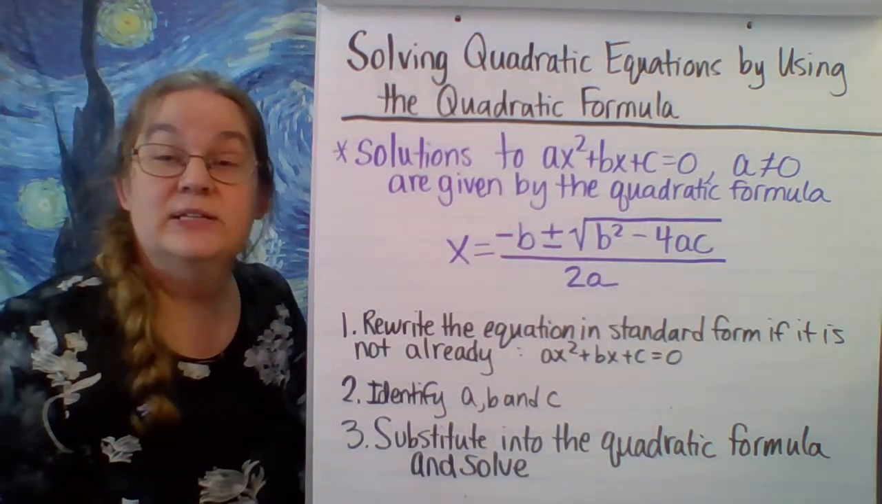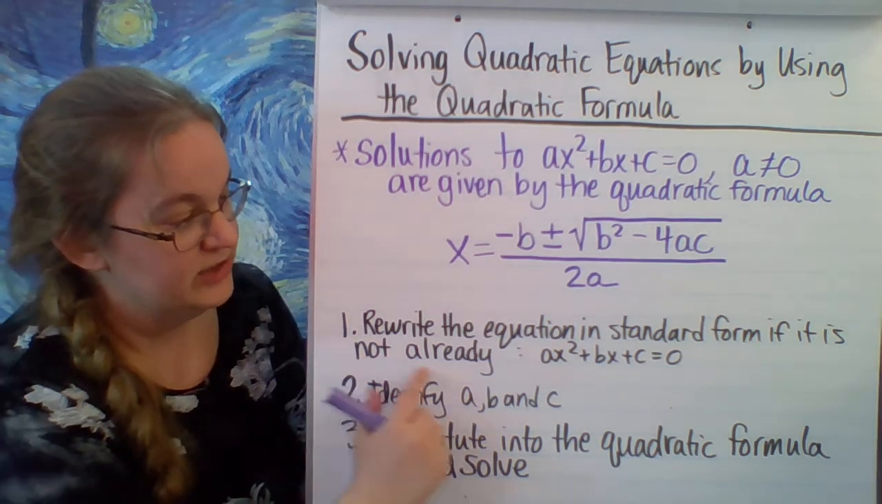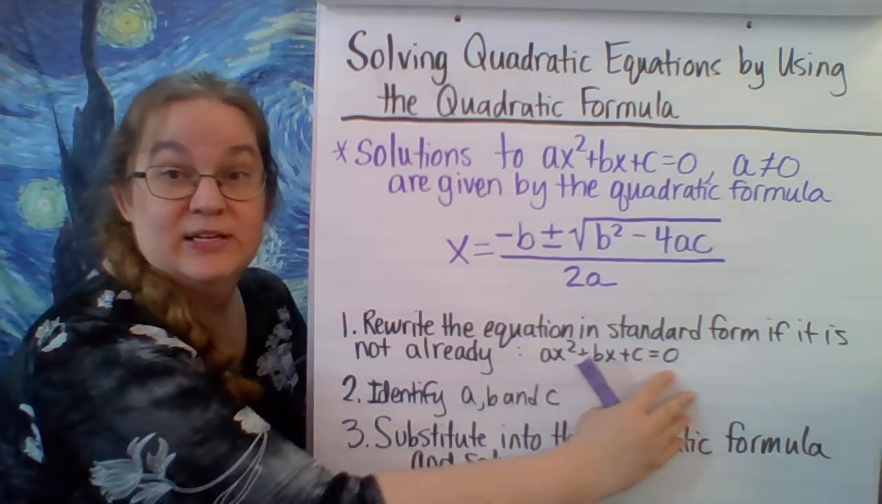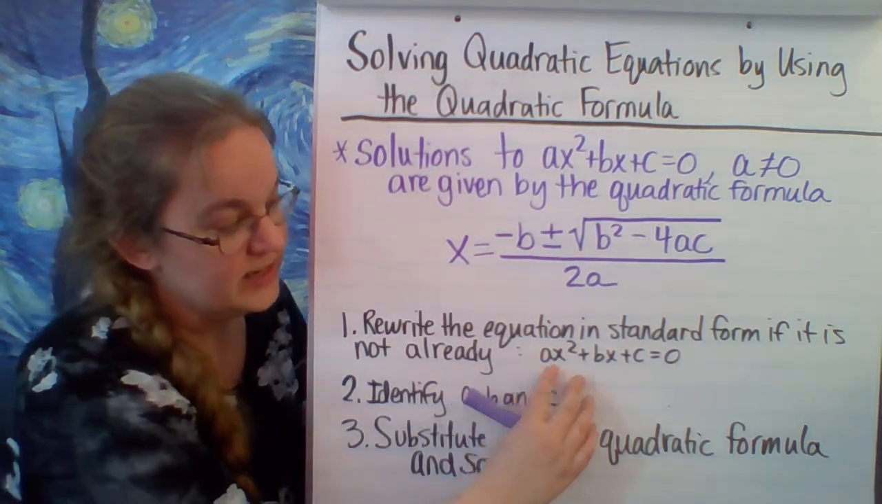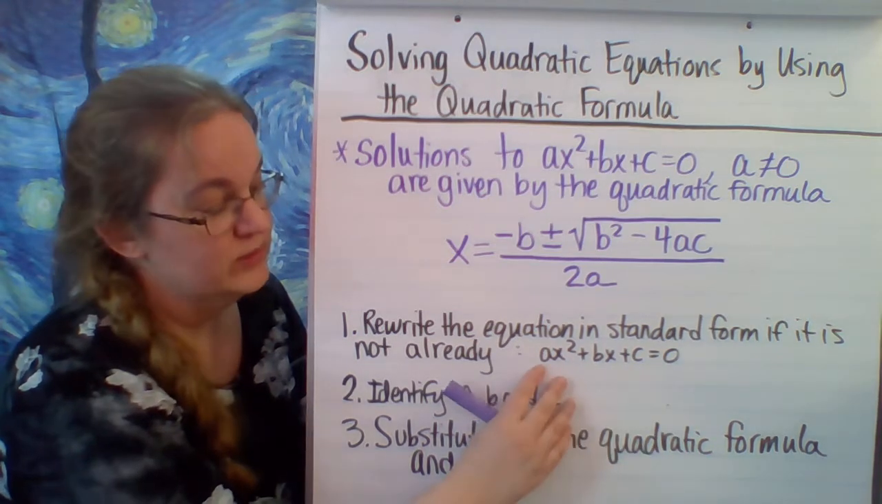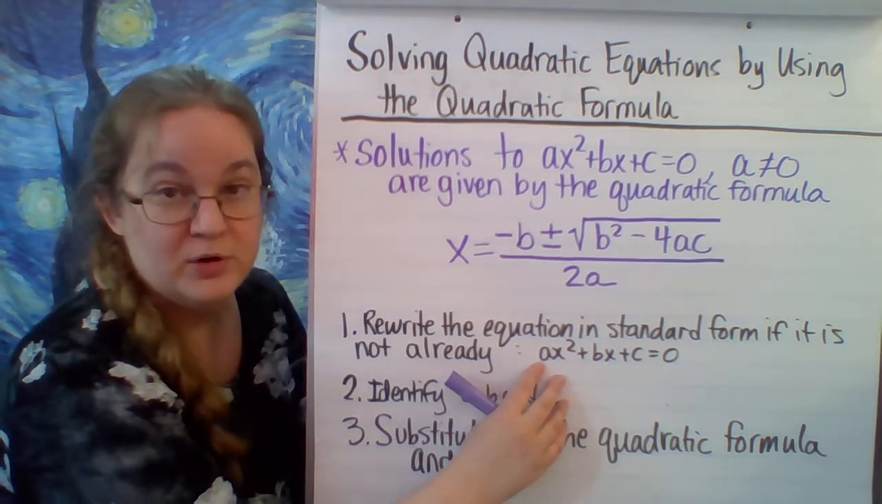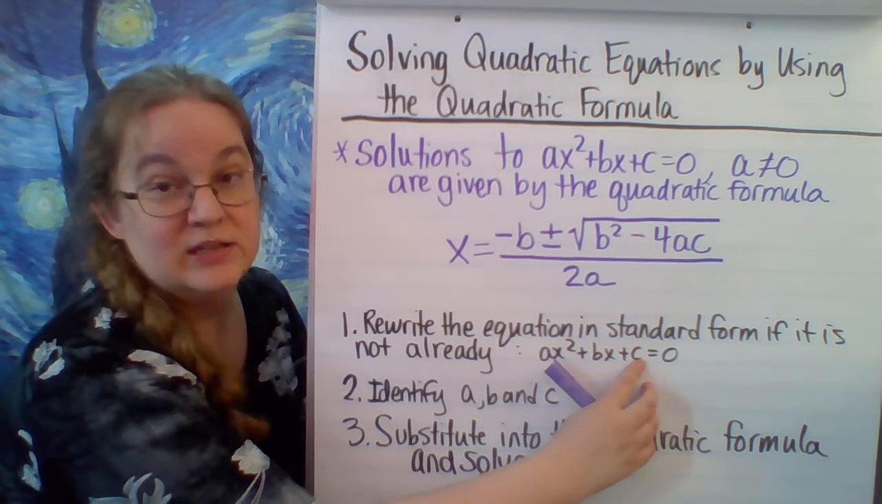Okay, and basically these are your steps. You're going to rewrite the equation in standard form if it isn't already in standard form. So it has to be like this. So if I have something like equals 10, I have to solve it so that I have it equaling 0. And I want to set it up in standard form with the square first, and then the middle term with the x, and then the constant.